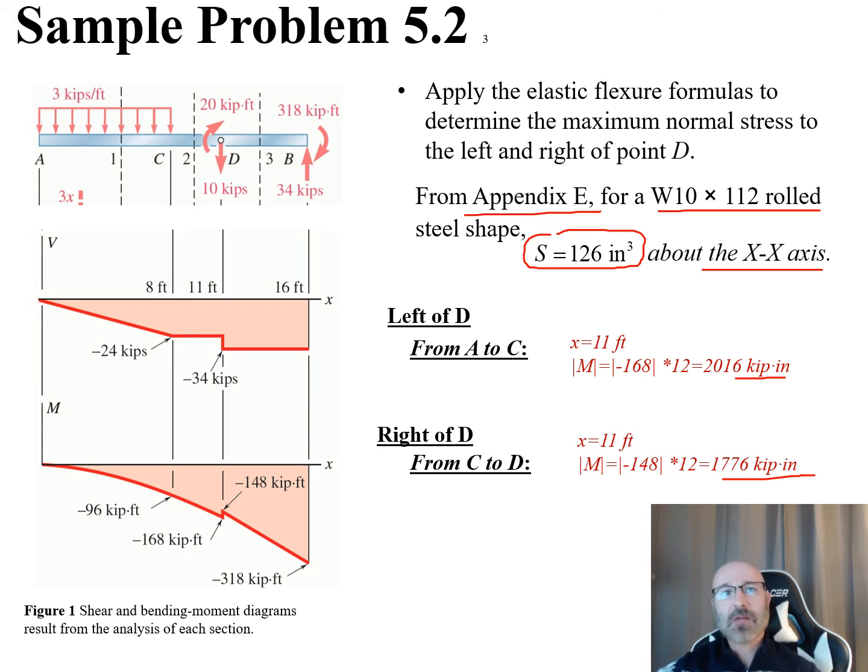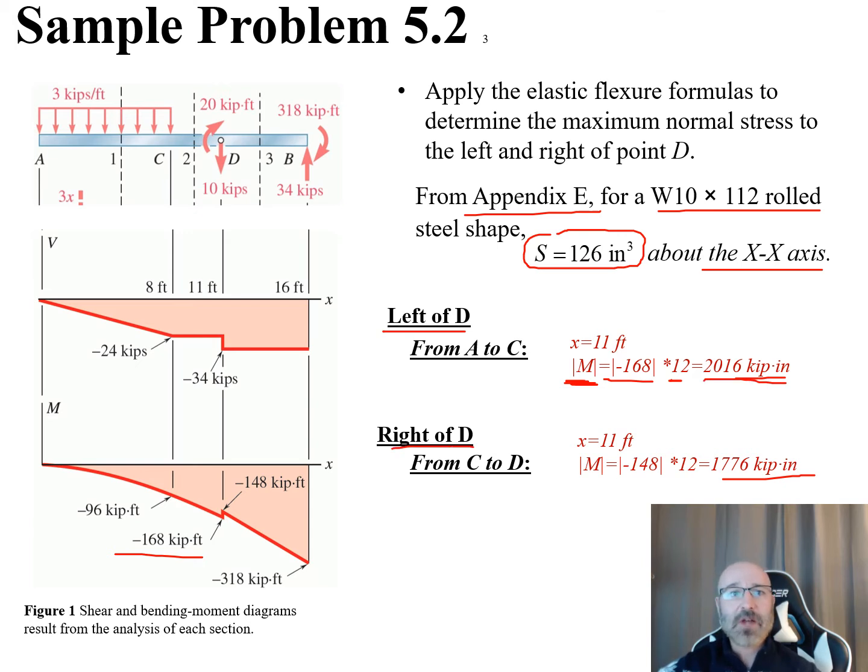So I'm going to do this ahead of time. From the left of D, we can see this negative 168 kip-feet. We're going to want the absolute value when we plug into our governing equation. So the absolute value of that is 168. Convert it to inches, multiplied by our 12. So this is 2016 kip-inches.